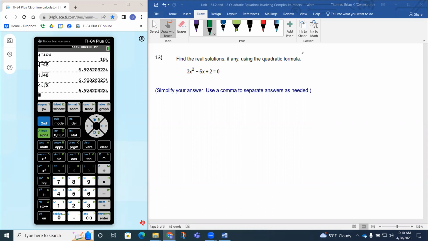So question 13 says, find the real solutions, if any, using the quadratic formula. Now remember, this is a quadratic equation, and we could use factoring. And since there's not a GCF, I can't get rid of this 3 necessarily. So what I can do, if I wanted to use factoring, I could try the box method.